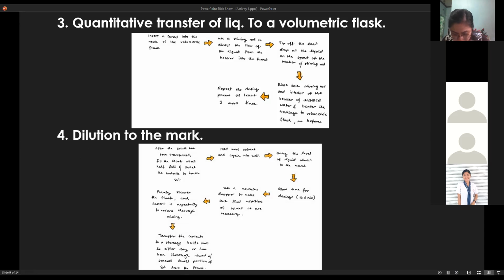So for the fourth, dilution to the mark. Fill the flask about half full to make it easier. Then swirl the contents to mix the solution. Add solvent and mix. Then drainage time is 1 minute. The liquid level is almost near the mark, when you see it there. Then lastly, transfer the contents to the storage bottle.